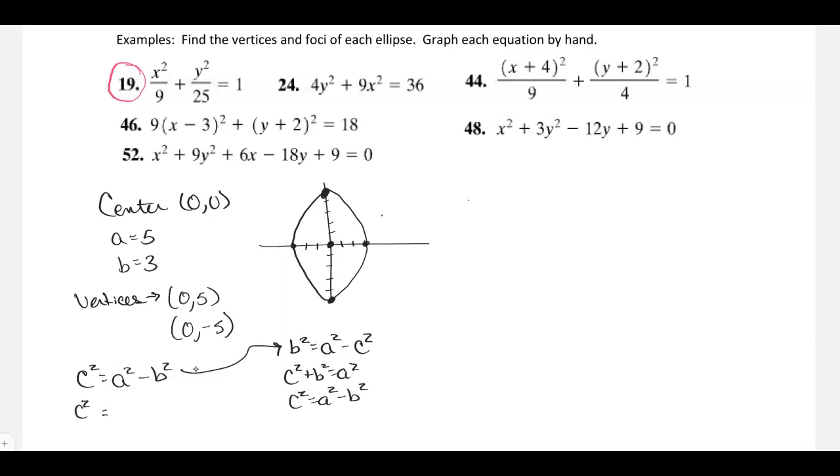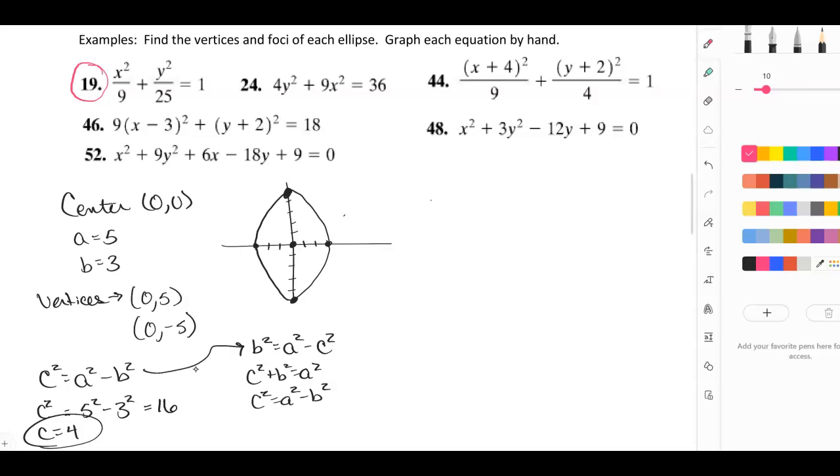So in this case, C squared is going to be equal to A squared minus B squared. So 25 minus 9. 25 minus 9 is 16. So C is going to be equal to 4. So we're going to move 4, and I'm going to change my color again, along the major axis. So 4, and we're going to move 4 this way. 4 and 4. So our foci are going to be at 0, 4, and 0, negative 4.